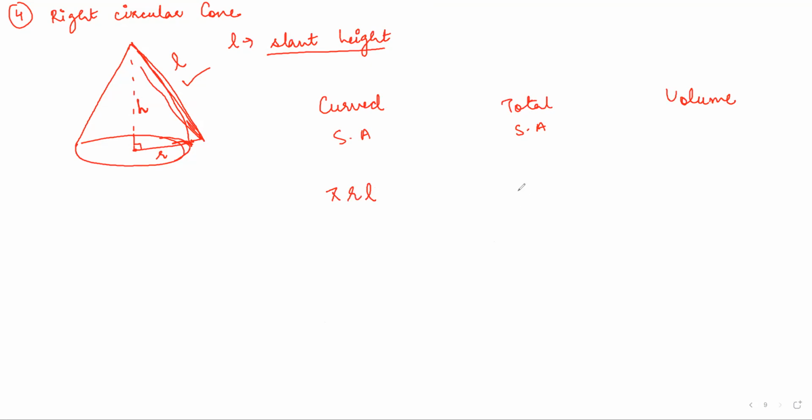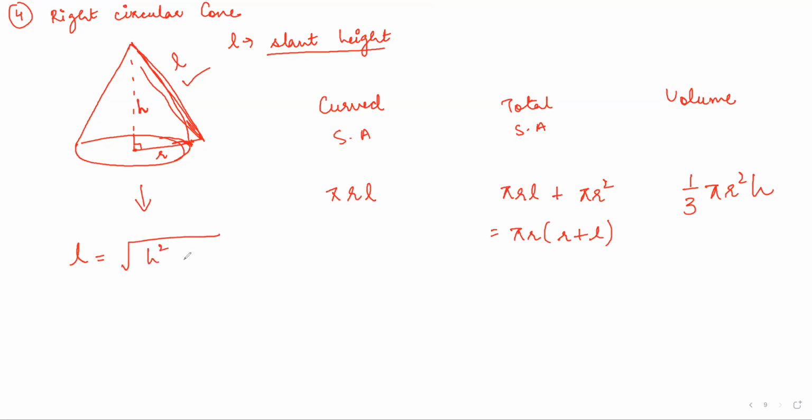Total surface area is the curved surface area, pi r l, plus the area of the base, which is a circle, so pi r square. Sometimes it is written as pi r common and then r plus l. This way also you can remember. And volume, please remember, is 1/3 pi r square h. In a right circular cone, if you want to find the slant height, you can use the Pythagoras theorem because it's a right angle triangle, so it is the square root of h square plus r square.